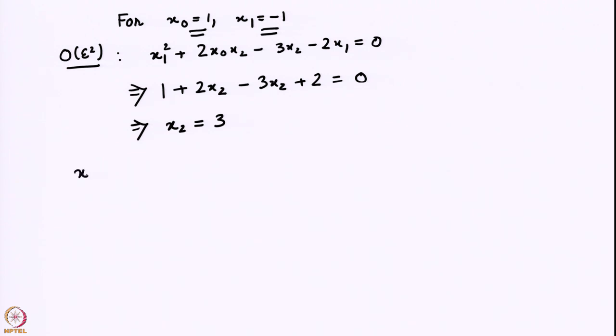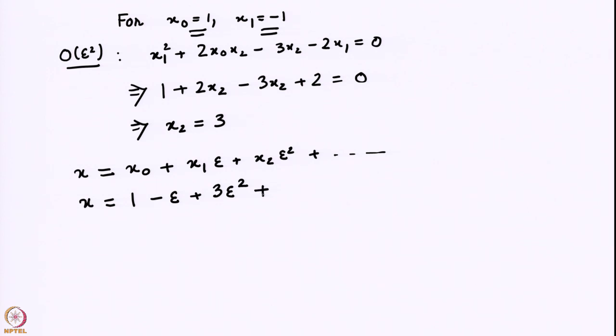So we have determined our expansion up to order epsilon square for the root x0 is equal to 1. Our expansion has the form x0 plus x1 epsilon plus x2 epsilon square plus dot dot dot. We are not determining beyond that, and we have determined that for x0 equal to 1, x1 is minus 1, so I get minus epsilon, and x2 is 3, so I get a plus 3 epsilon square. So this is a perturbative expansion for one root. What I am missing here is an order epsilon cube; it is an infinite series, and these are further higher order corrections.